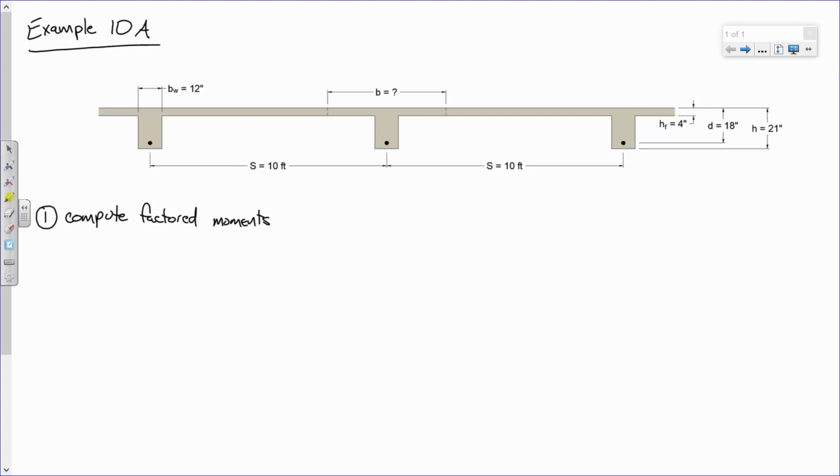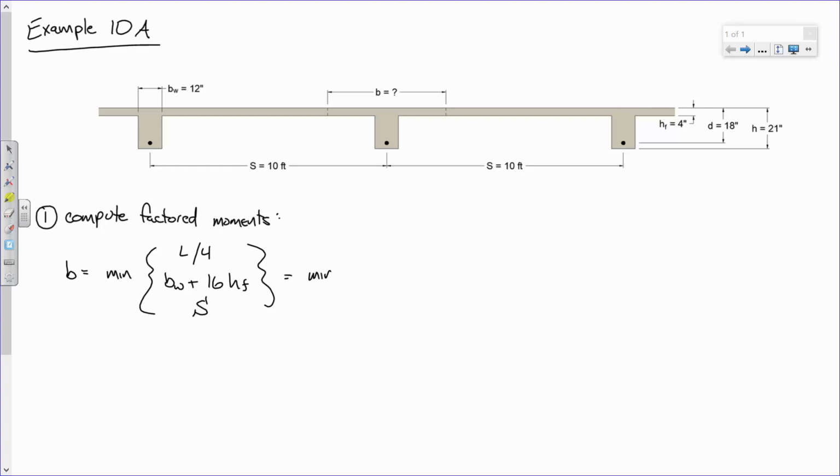Now, I don't know the best way of saying this without annoying you a little bit, but one of the things we're going to have to do right off the bat is determine some loads and some Mu's, okay? And this is where I think you're going to get bugged. First off, let's compute a b value. This is the minimum of L over 4, bw plus 16 times your flange height, or the girder spacing, right? Is everybody with me on this?